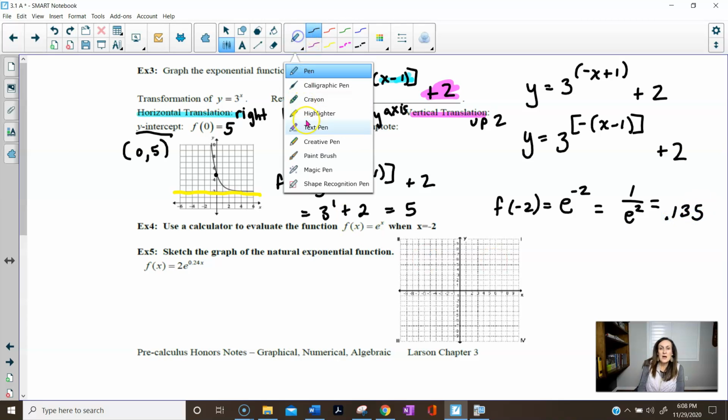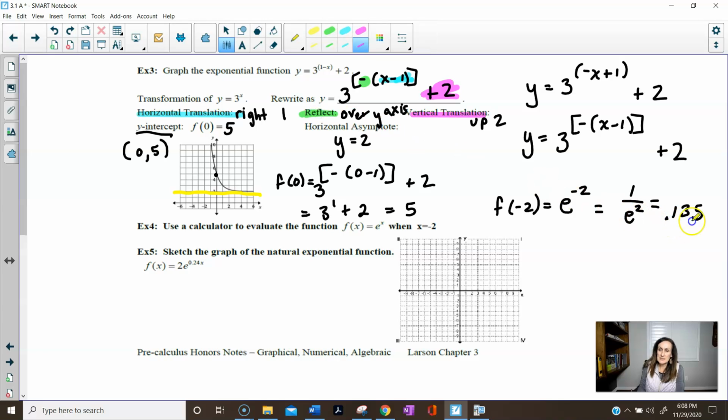0.135. All right, so the next thing we're going to do is use our graphing calculator to sketch the graph, and we're looking for f of x equals 2 times e to the 0.24x. We're going to talk about what e is in just one moment. So we'll go ahead and sketch this.